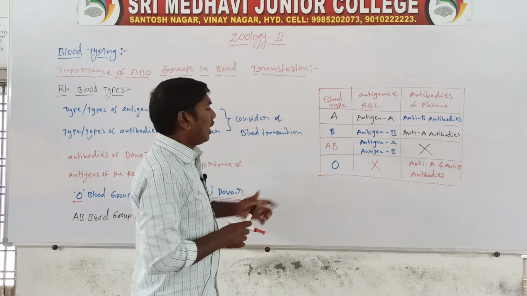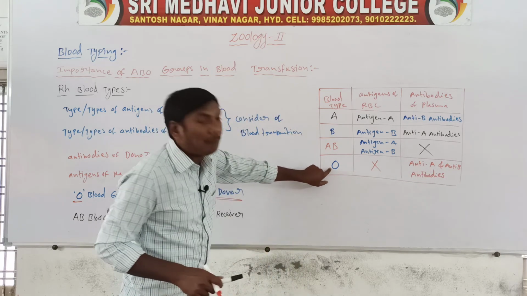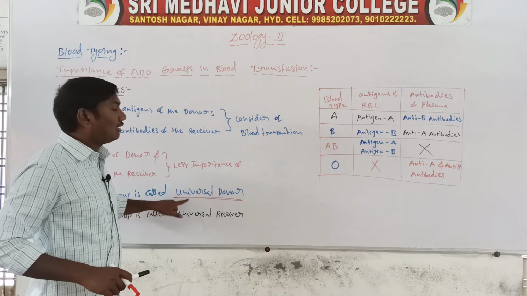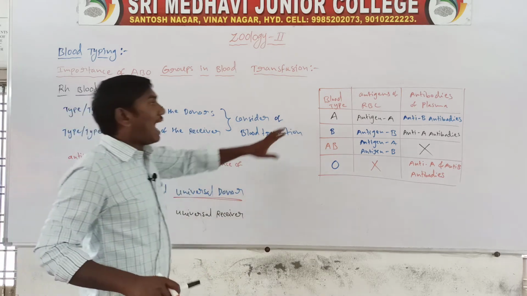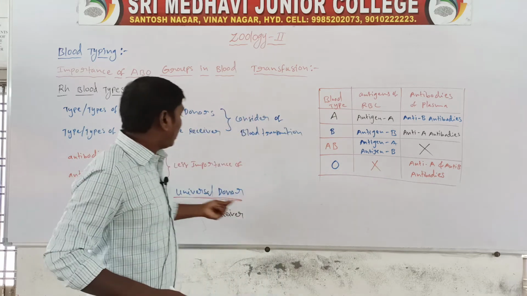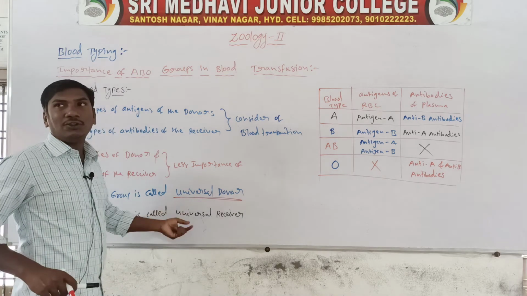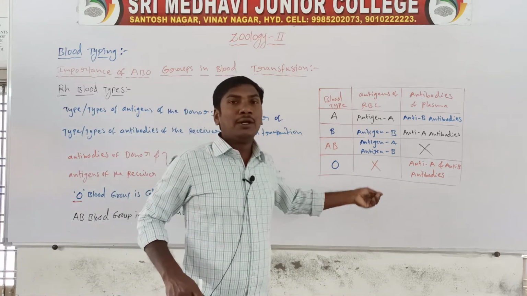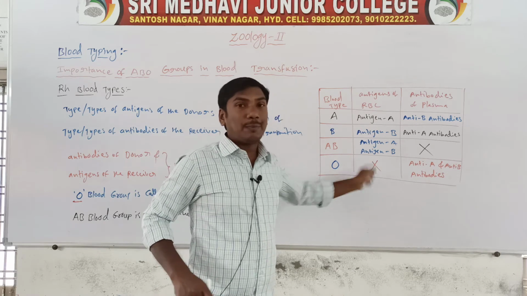So the O blood group is called the universal donor because antigens are absent.